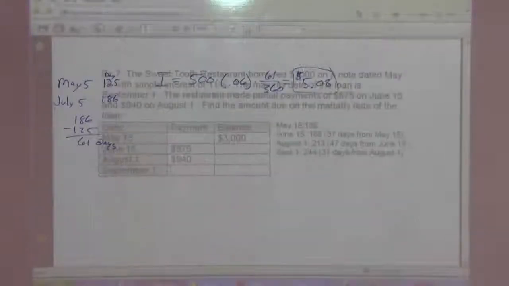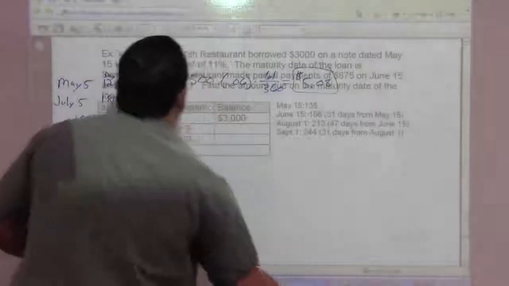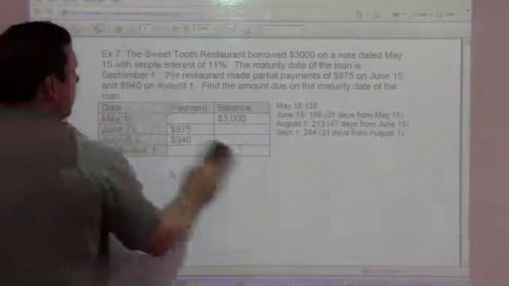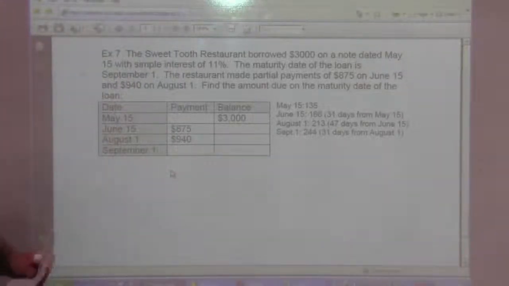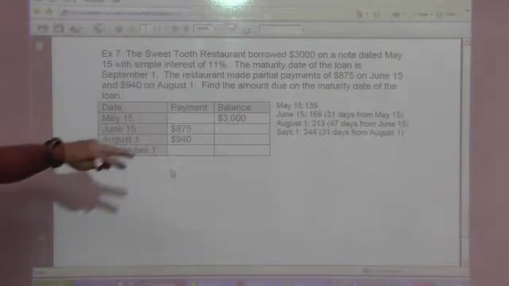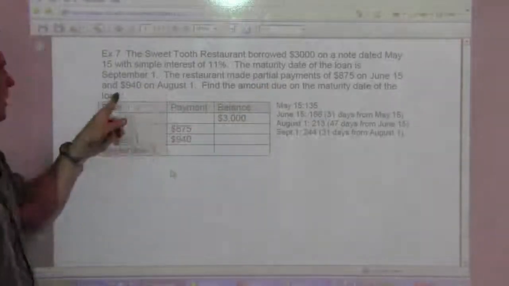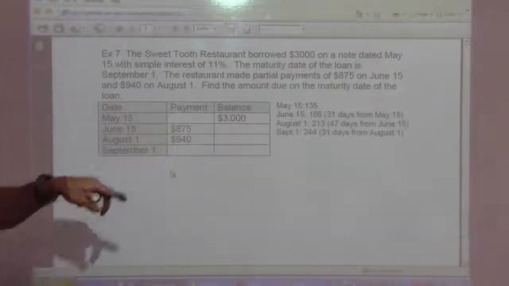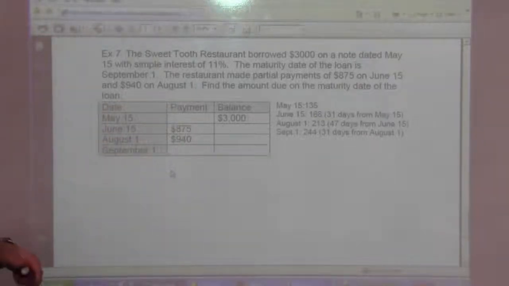Scroll down here to the last problem of this section. Example 7. The Sweet Tooth Restaurant borrowed $3,000 on a note dated May 15th with simple interest of 11%. The maturity date of the loan is September 1st. The restaurant made partial payments of $875 on June 15th and $940 on August 1st. You got those in here. Find the amount due on the maturity date of the loan.